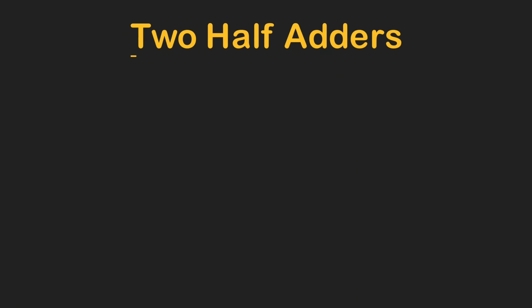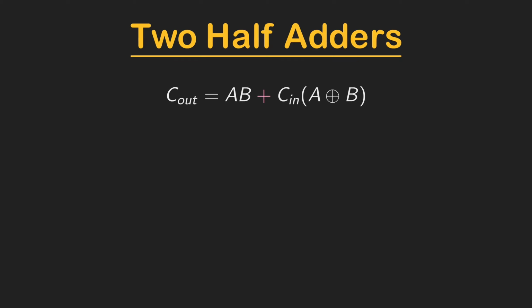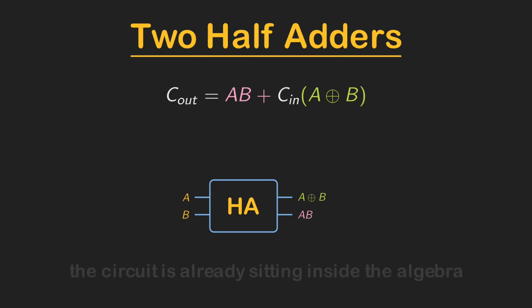Now here's the moment this lesson has been building toward. Consider that final form again. Carry-out equals A and B, or carry-in and A XOR B. A XOR B. A and B. Where have you heard those 2 expressions before? They are exactly the 2 outputs of a half adder running on A and B. The circuit we came here to build is already sitting inside the algebra.